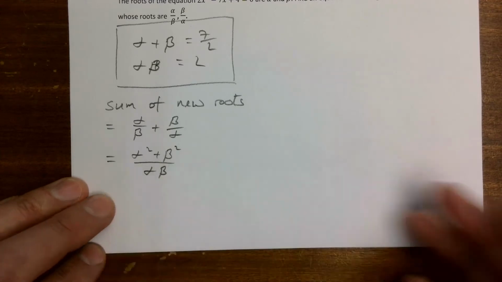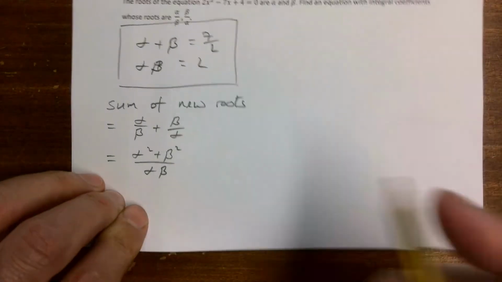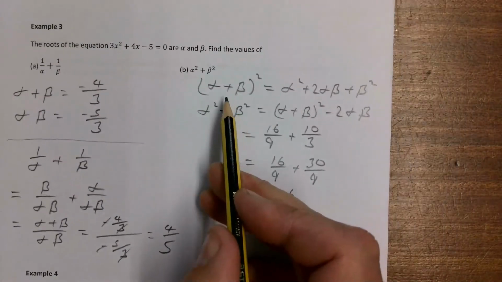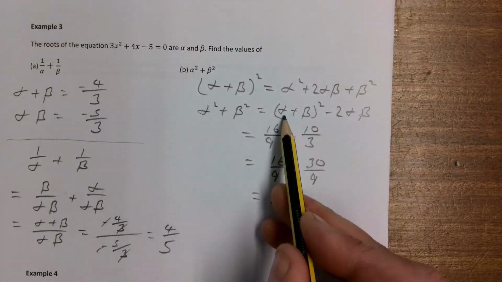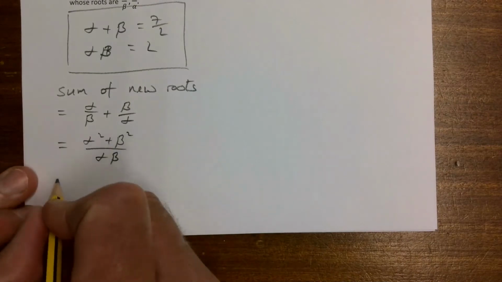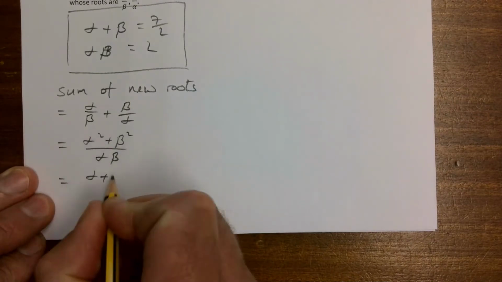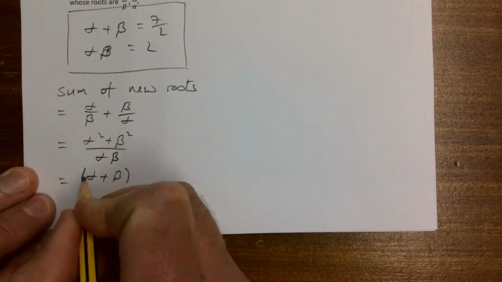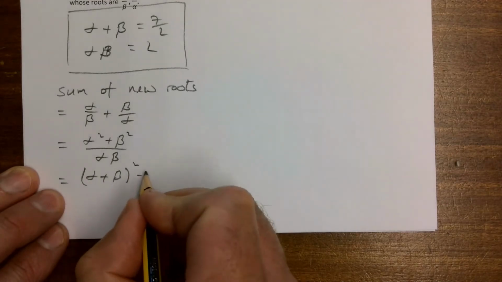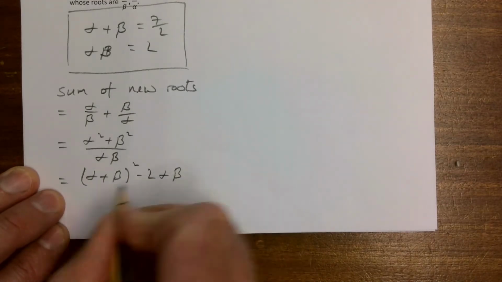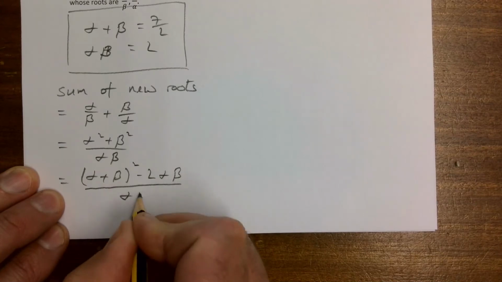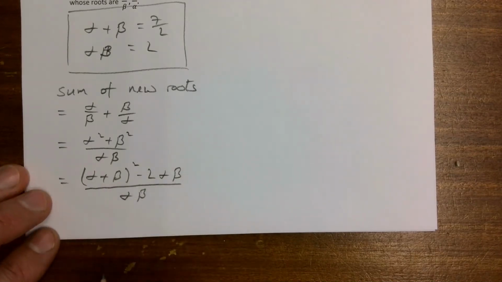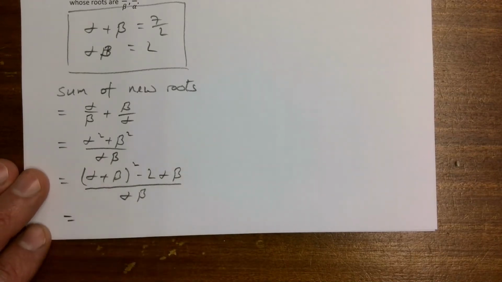Alpha squared plus beta squared, if you remember we had it back up here, so let's go back up to this previous example. We know alpha squared plus beta squared is actually just equal to this, so if we can rewrite this in that format, it's going to be alpha plus beta all squared minus 2 alpha beta, all over alpha beta. So just about be able to fit this in here.